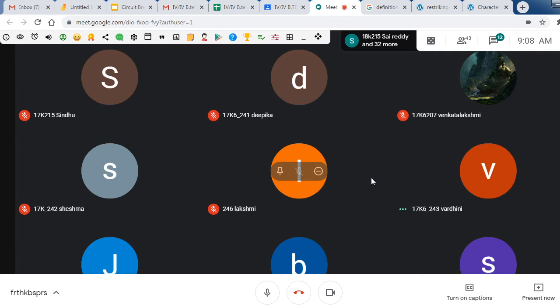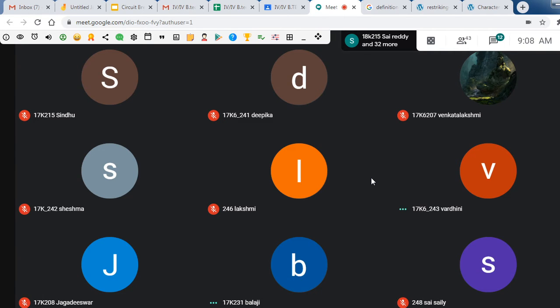Hello. Balaji, is Bhuvaneshwari there? Bhuvaneshwari, what will happen? If the dielectric strength is more than the restriking voltage, then what will happen? There will be no restriking of voltage between the contacts. Okay. Then what happens? No restriking of voltage, right? Then what is the consequence of that?